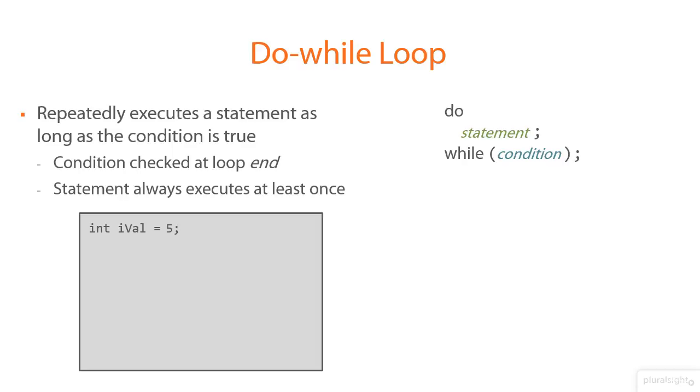So I see some code here. If I set this up and I have some integer value, ival set to 5, I put my do in place. Now I'm going to execute multiple statements, so I'm going to set up a block. Then inside of here, I'm going to go ahead and print out ival.